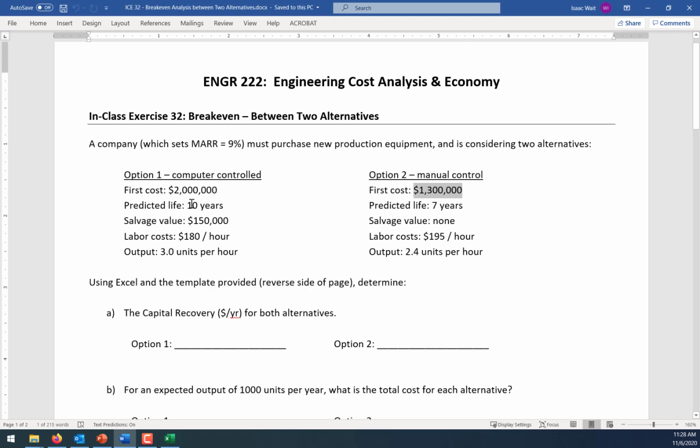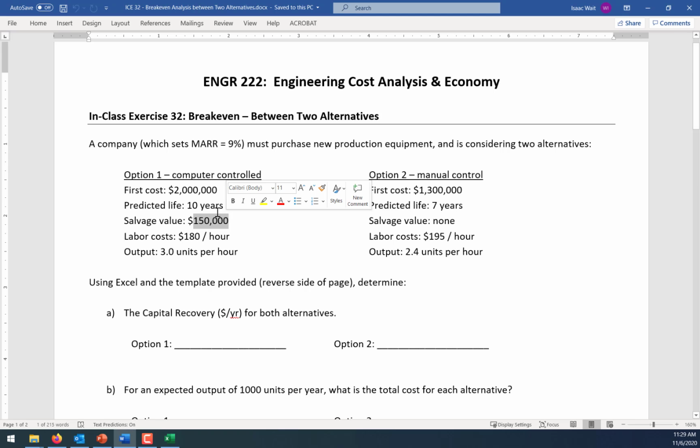But the good news is it looks like it has a longer useful life compared to the manual control option, and so there's a difference there. Also, this manual control piece of equipment has no salvage value, whereas the computer-controlled equipment does have a salvage value. Okay, so option one lasts longer and it has more value at the end of its useful life.